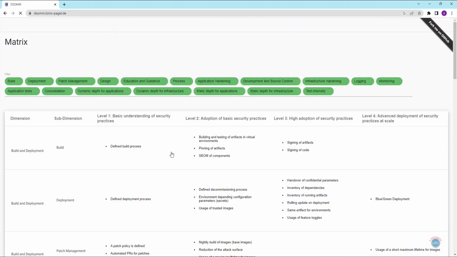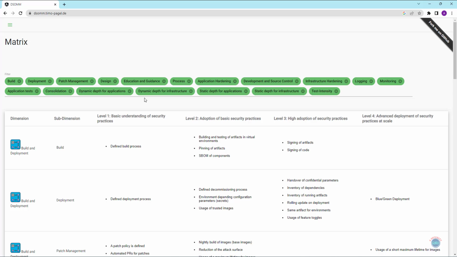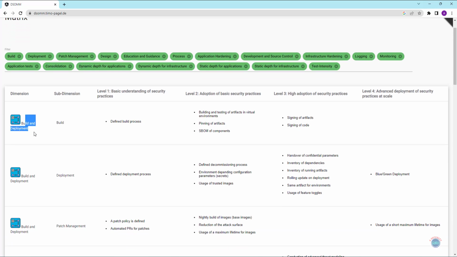Let's open it. Now, this is the important information that we need to understand. As you can see, there are various levels that are defined here. Level 1 is basic understanding of security practice. Level 2 is adoption of security practice. Level 3 is high adoption. And level 4 is advanced deployment of security practice at scale. Now, there are some dimensions. Dimension means some areas that have been defined, like build and deployment is one dimension. Under build and deployment, build is one sub-dimension or sub-area. Similarly, patch management is a sub-area.